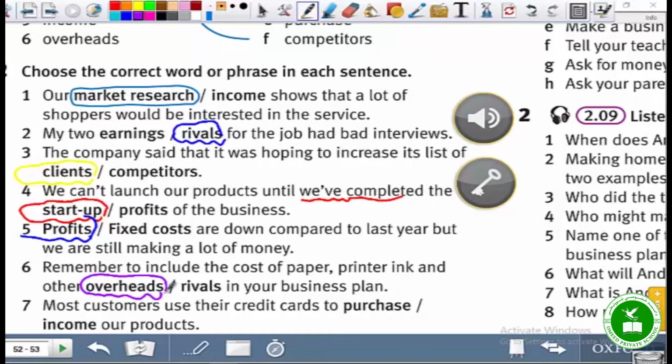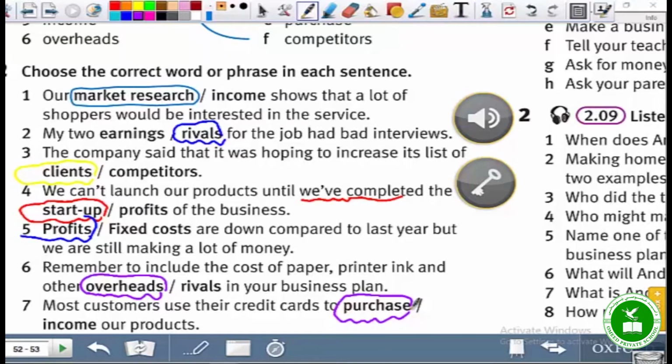And the last one, number 7. Most customers use their credit cards to purchase or to income our products. We use credit card to purchase something or to income. Of course, we can't use credit card to income. Yes? We can use our credit cards to what? To purchase. Yes, you are correct. Best answer for this is purchase.